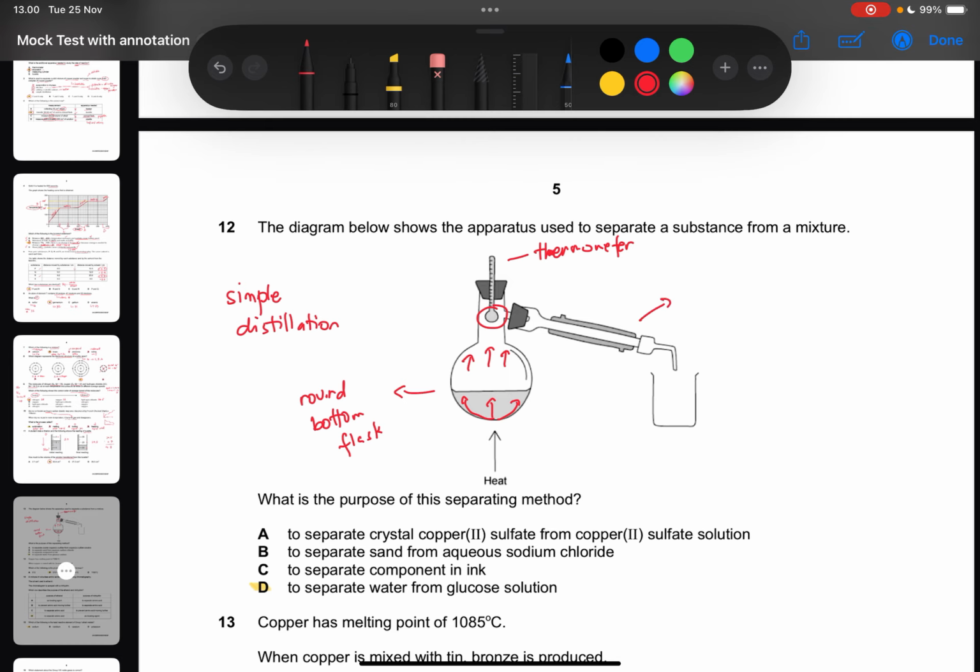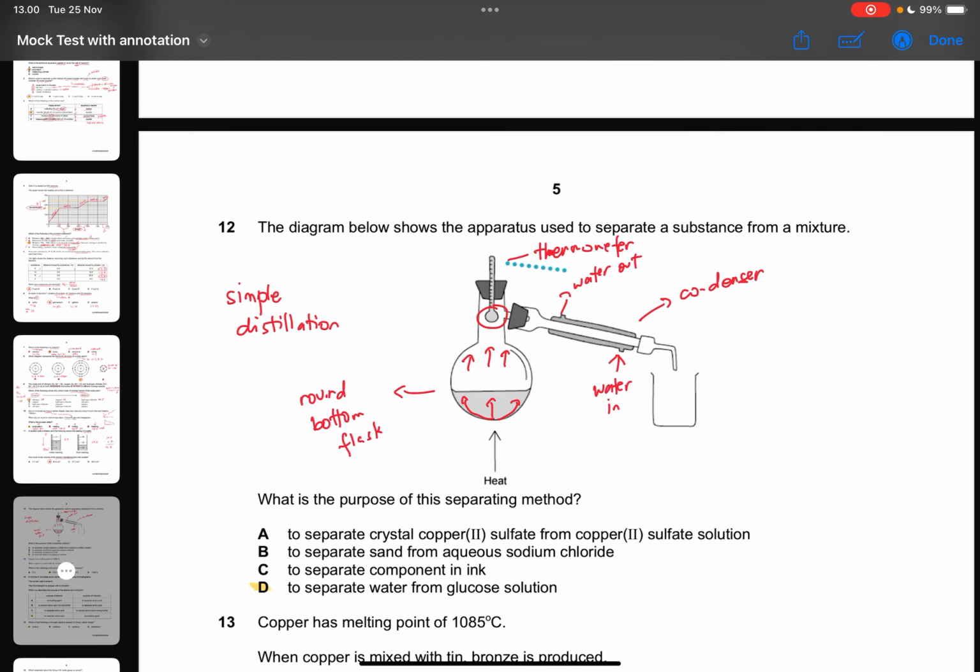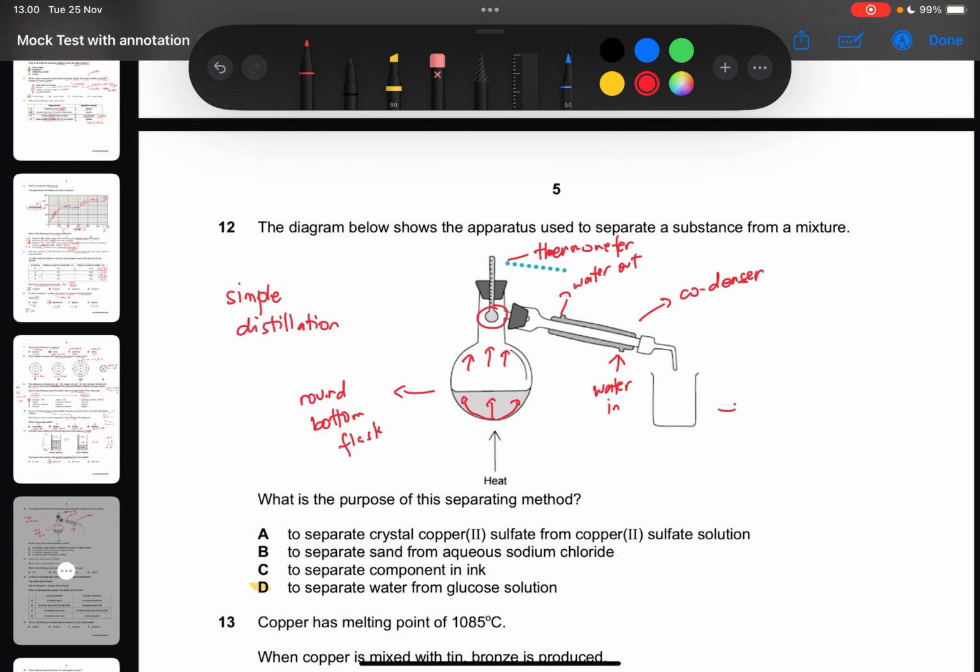Next part is the condenser. The condenser is what will help to condense our vapor back to liquid. So one part that is important in the condenser is where we are going to put our water in and water out. So the position of water in and water out is very important, because it will help for efficient cooling. Then of course, the last one is our collecting container, which will collect the pure substance.